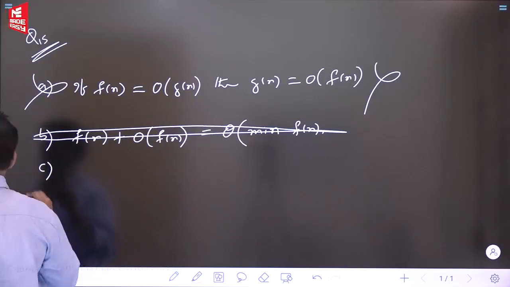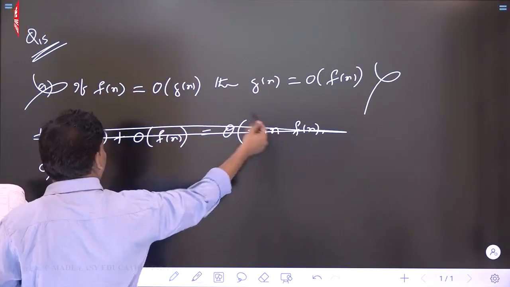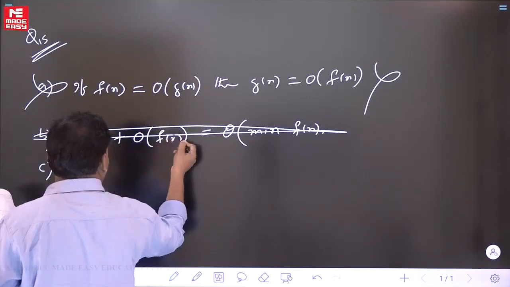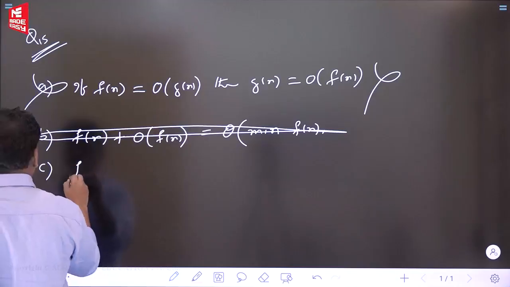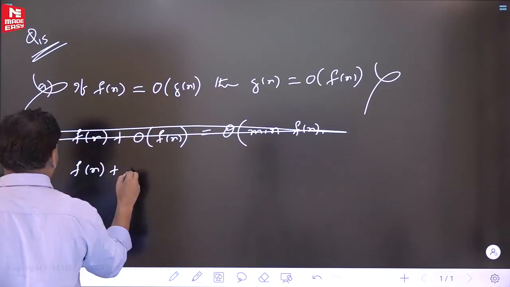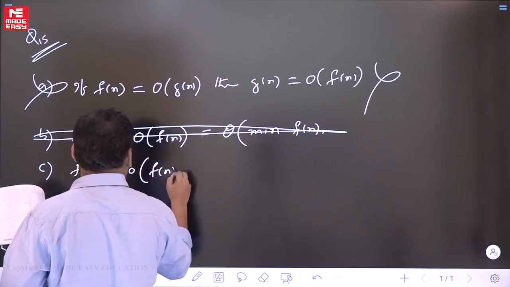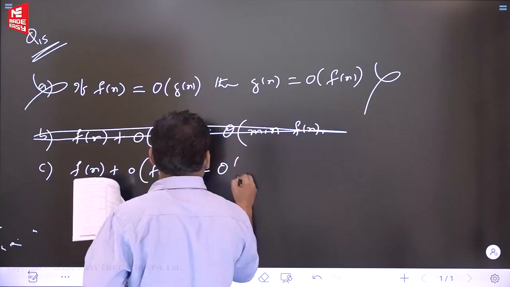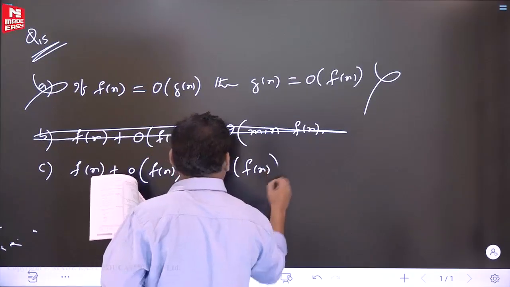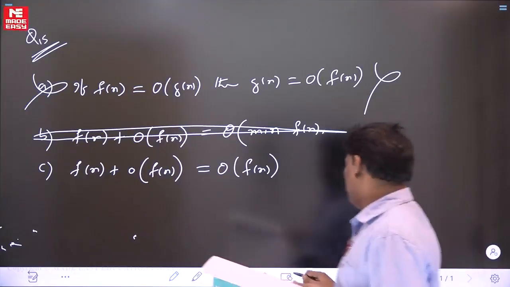Let's go to option C. Maybe it is a printing mistake, maybe something happened somewhere in the printing. Leave it. Go to option C. f of n plus small o of f of n is equal to theta of f of n.